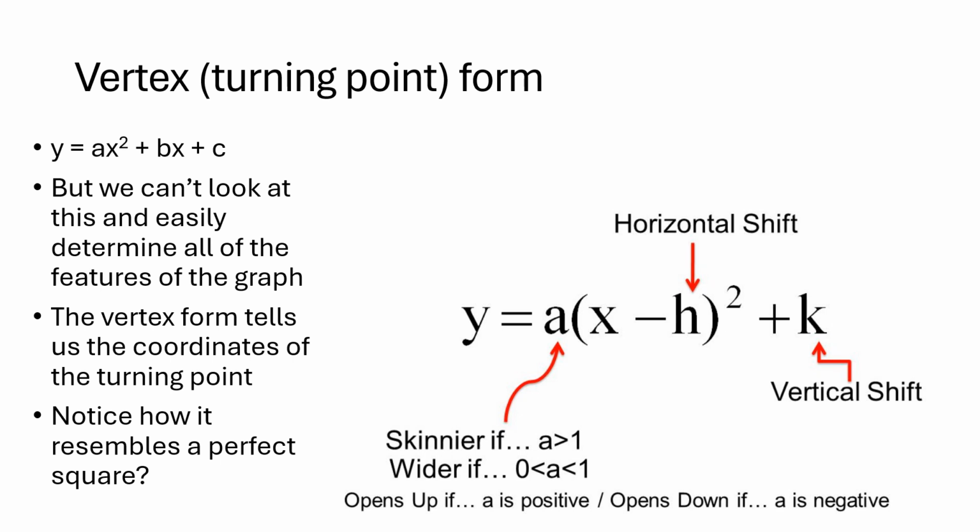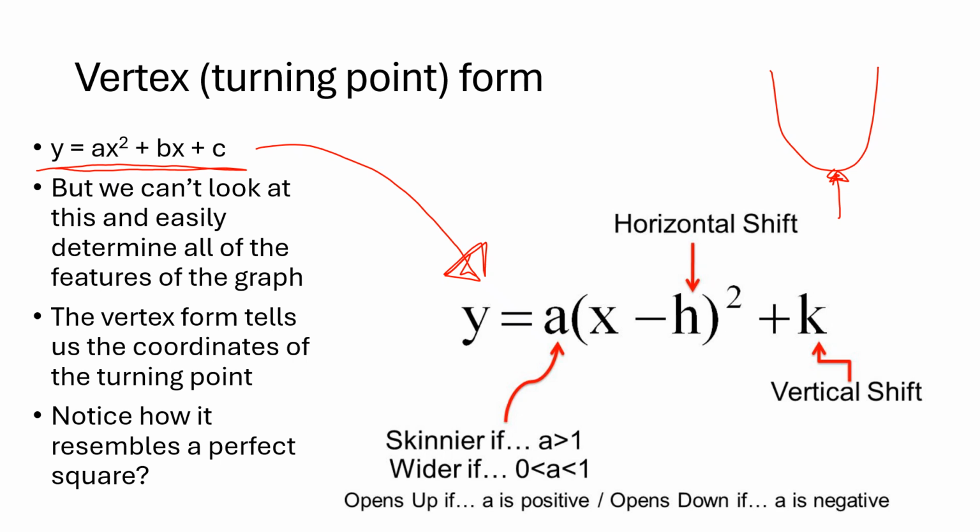What we're going to do now is apply this to questions which are not immediately obvious as a perfect square. And by doing that, we're going to rearrange our general form, y equals ax squared plus bx plus c, into this form here, which is often referred to as the vertex or turning point form.